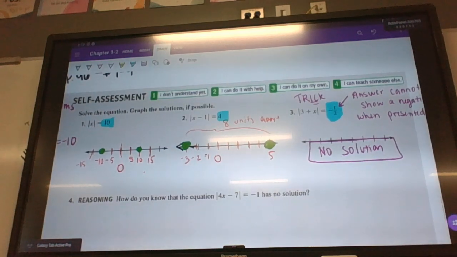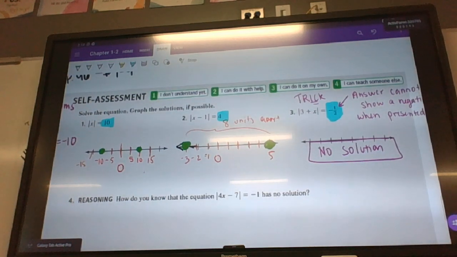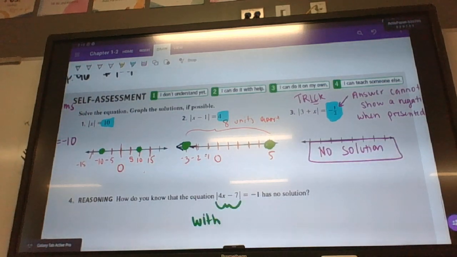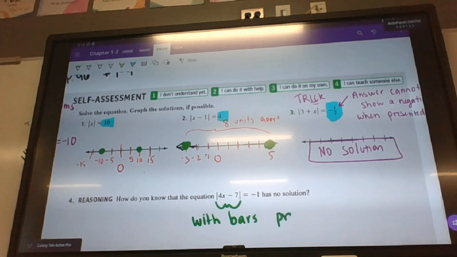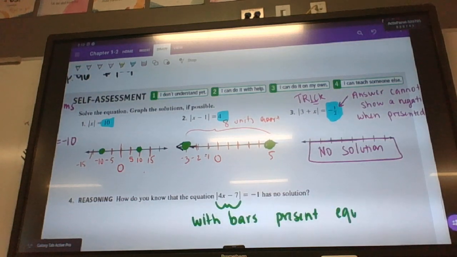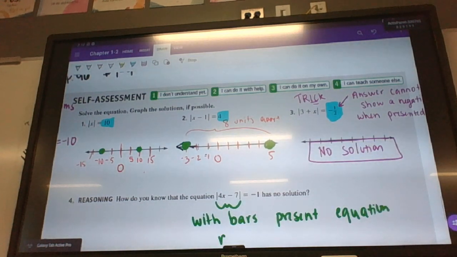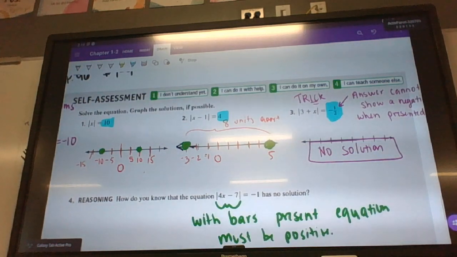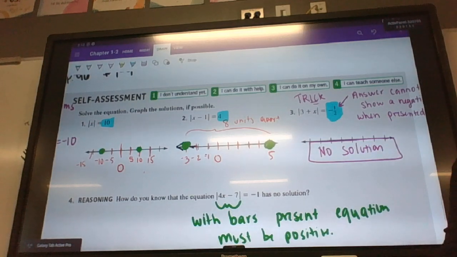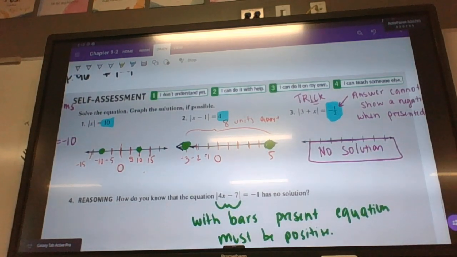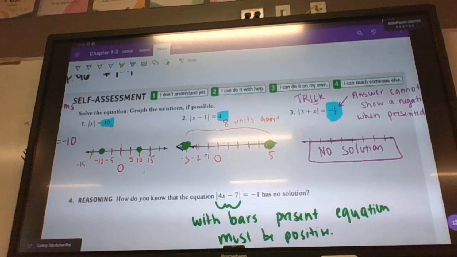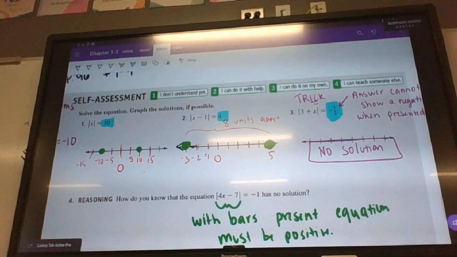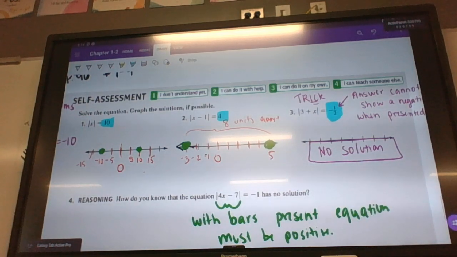So number 4, how do we know that it has no solution? With bars present, the equation must be positive. So whenever we make it positive, or whenever we make it negative, we have to drop the bars first. Notice I wrote drop the bars. We drop the bars and go negative. Here, it's presented with bars and a negative, so that's no solution.